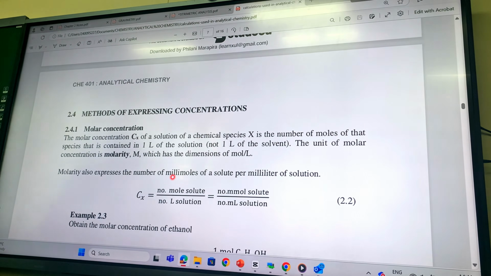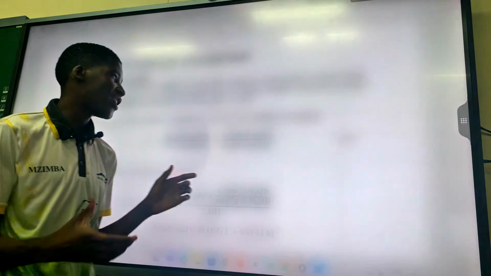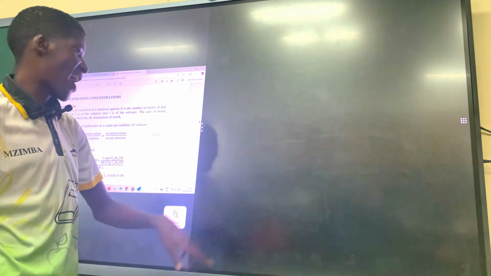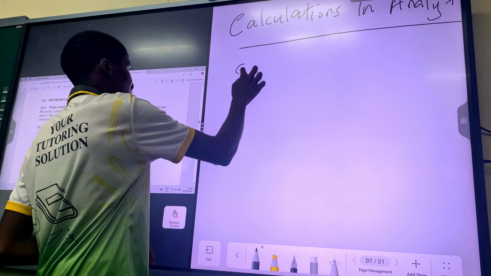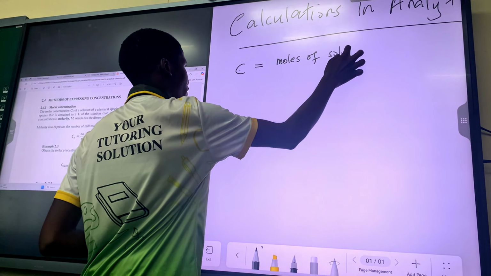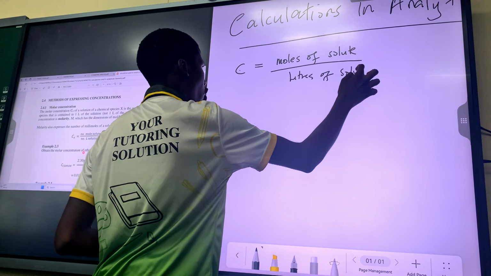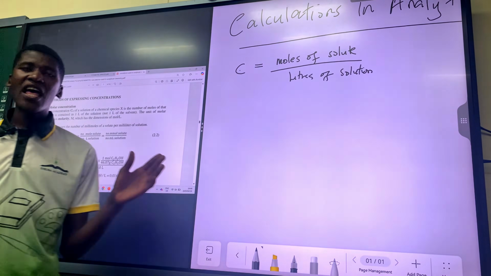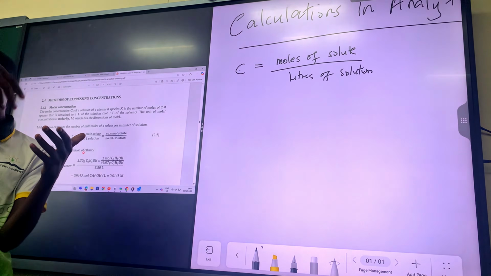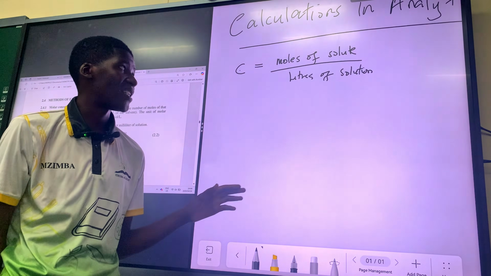The first one is molar concentration. Molar concentration is very simple. It is just the normal concentration that you are used to, whereby concentration equals the moles of the solute over the liters of solution. This works with solutions. Remember, in a solution you have a solvent and a solute. The solute is what dissolves, and the solvent is what it dissolves in. Usually it's water most of the time. Water is the best example of a solvent.